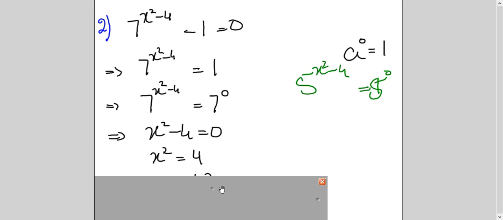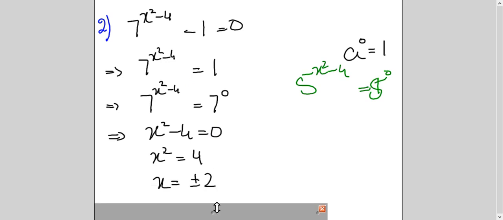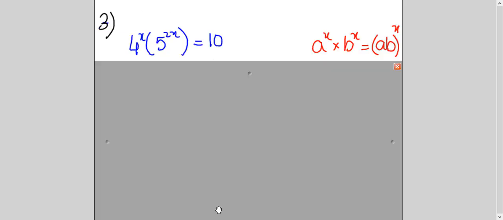And x square equals 4, and you know x equals plus minus 2. So this is how you will get the value of the unknown in an exponential equation. Now let's see this type of question. Gradually you will see we will make it complicated, but there is a connection.